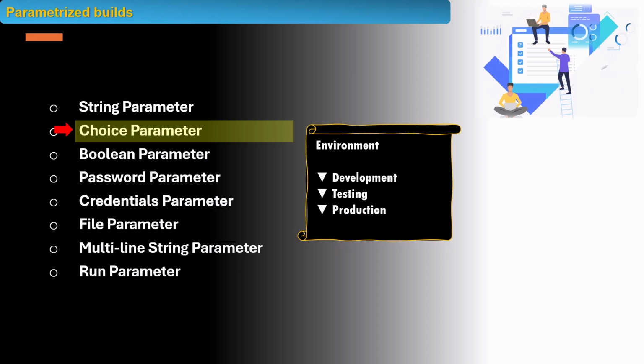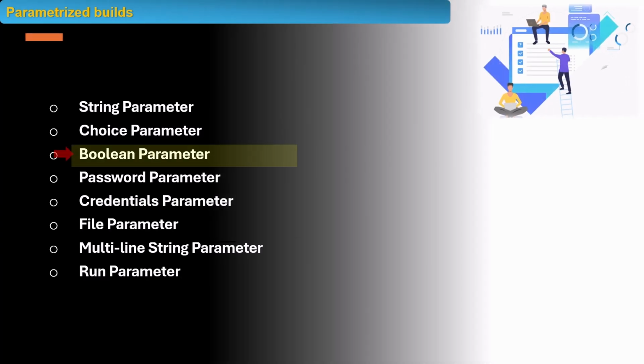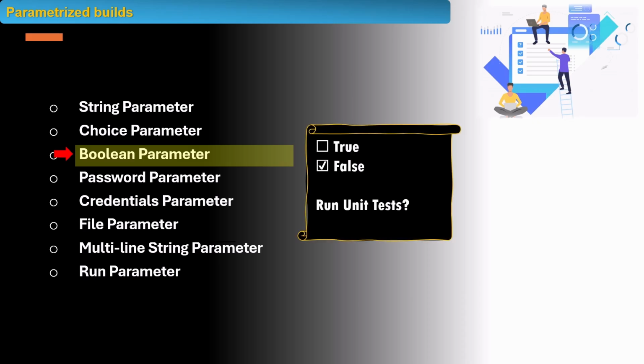A Boolean parameter is simply a checkbox. If the checkbox is selected, its value becomes true. If it is not selected, its value becomes false. Boolean parameters are commonly used when certain stages are optional. For example, before starting the pipeline, Jenkins may ask, should the security scan be executed? If the checkbox is selected, the pipeline performs the scan, otherwise it skips that stage.